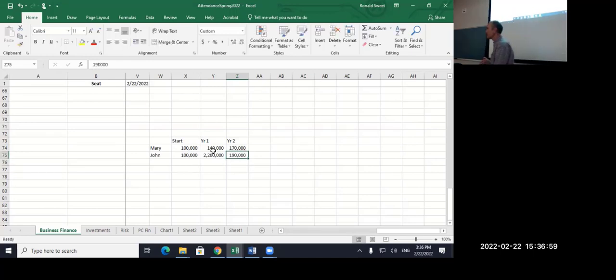Whom do economists say is the happier of the two? No, who do economists say? John. Why? He has more wealth. Whom do you know is happier? Mary is much happier. Why is she happier? Has to do with the change in the state, not in the state itself. That is such an incredible secret to happiness.